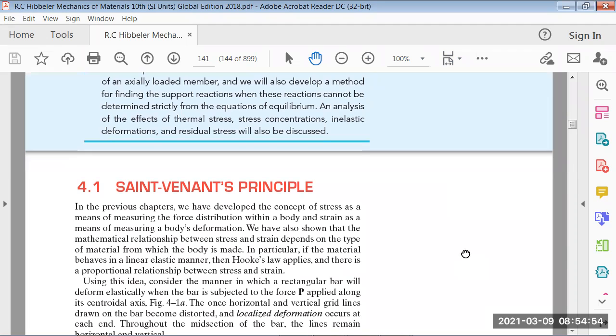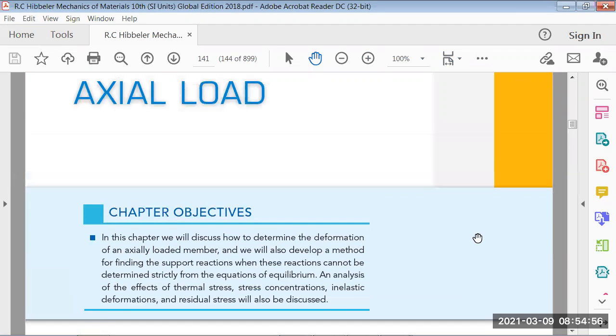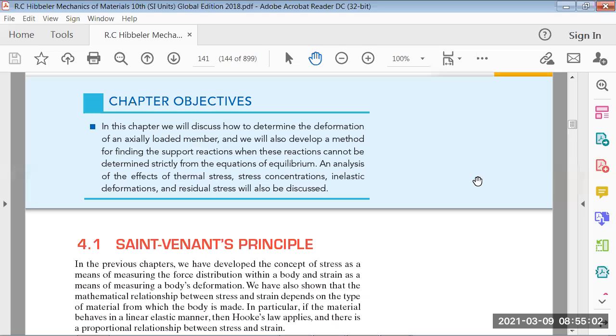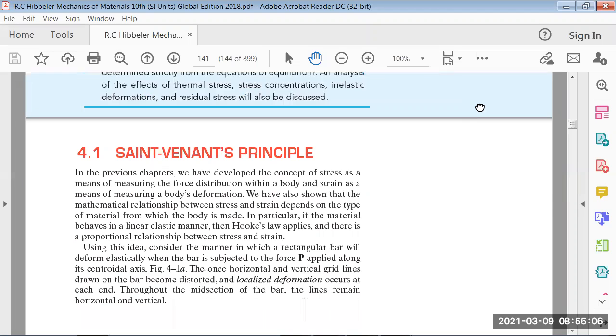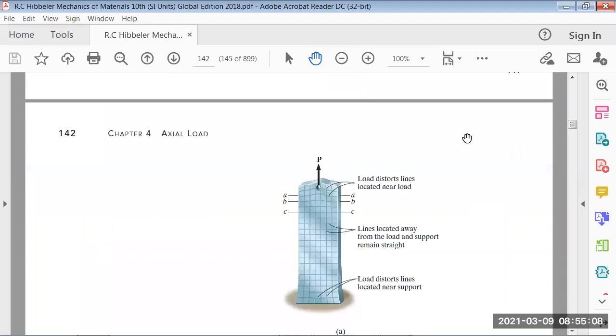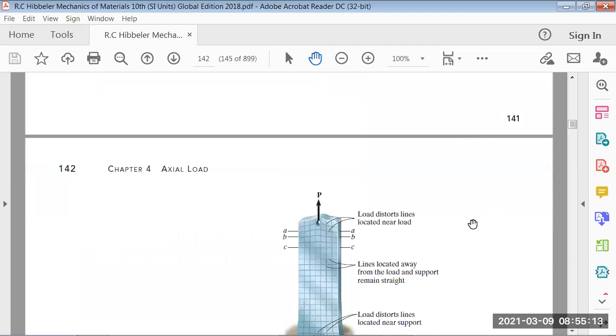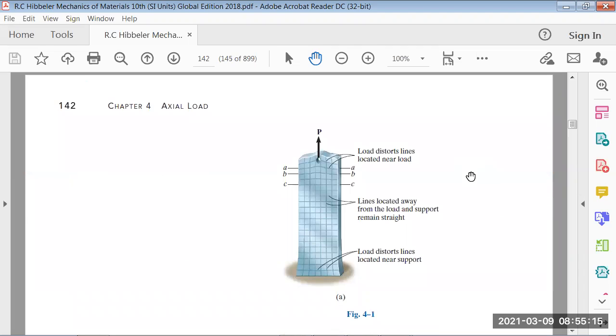Okay, so now we talk. Today's lecture is about axial load. That means you study the members that are axially loaded, and the relevant deformation. So now we need to understand, if you have an axially loaded member, we know what an axially loaded member is, right?